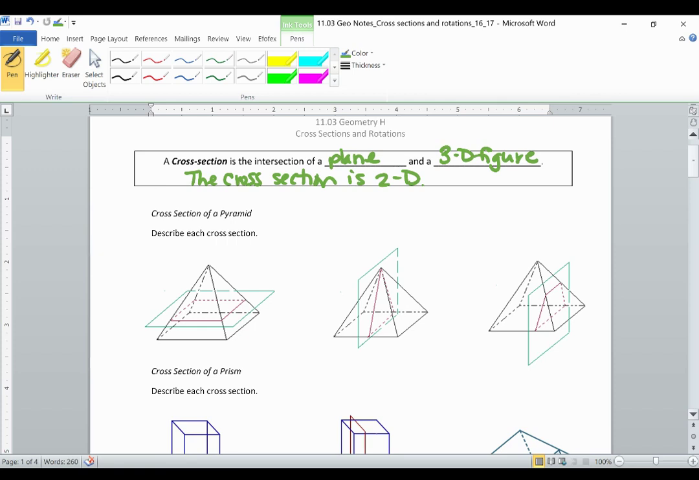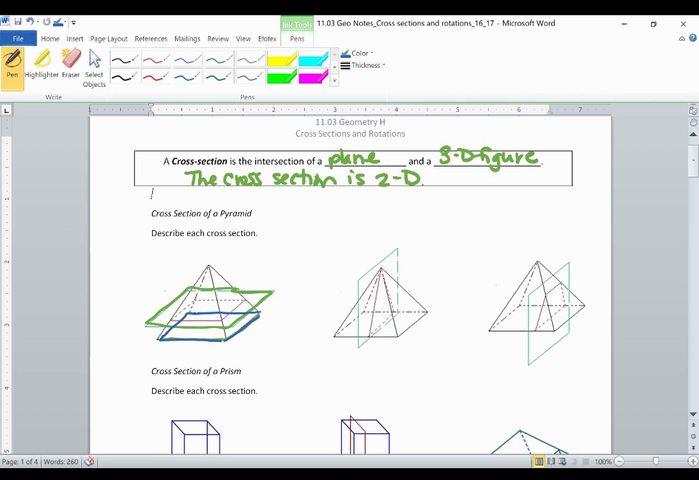So here, the first one, we have a pyramid. And this green plane right here is slicing it parallel to the base. Now the base here looks like it could be a rectangle or a square. And since we don't know it's a square, let me make this blue, then we're going to assume that it's a rectangle. So if I sliced the top of that pyramid off, I want to know what shape I would see on the top of that 3D figure. So I sliced it where this green is.